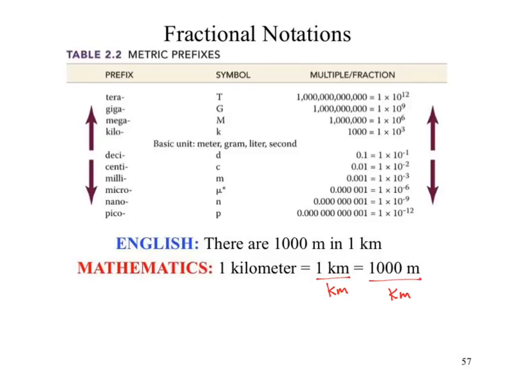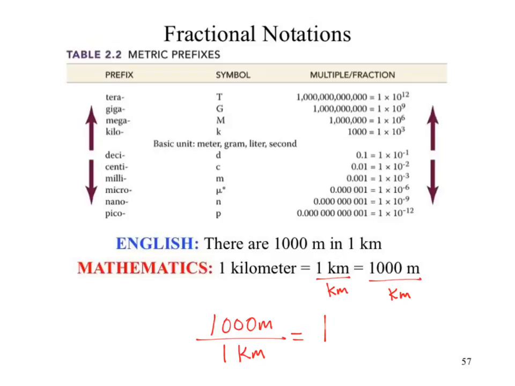And I'm going to end up with the statement 1,000 meters over 1 kilometer. What does this equal? 1. Which means if I try to use a conversion factor, I can use this as a way to convert between units, meters and kilometers. Because all I'm doing, if I multiplied by this value, would be multiplying by 1. Doesn't change the numerical value.